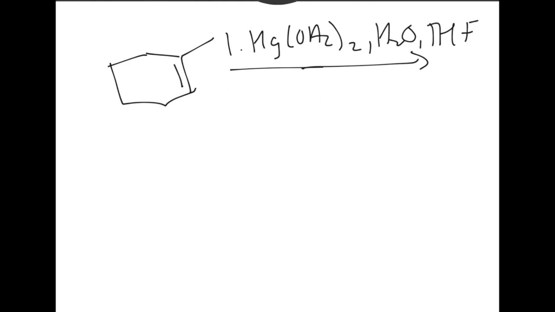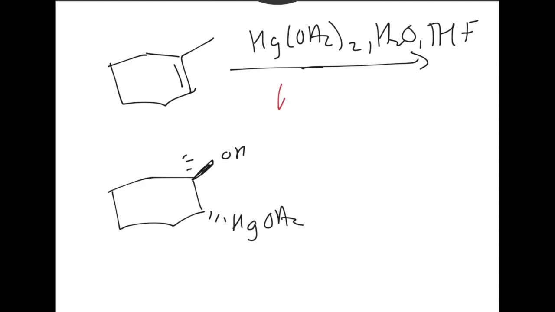I'm going to do just step one. So step one of this process is an anti-addition, right? The oxygen ends up on one side, the mercury ends up on the other, which is what you would expect based on the mechanism, right? Because it's just like making a halohydrin. That's an anti-addition. This is an anti-addition as well.